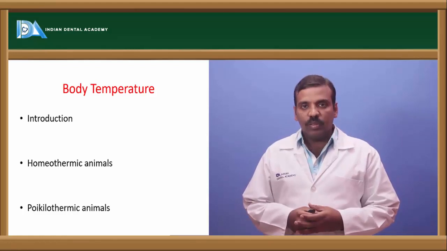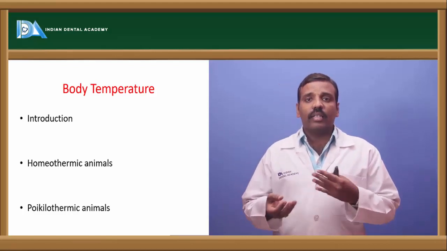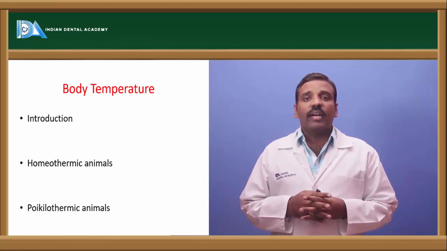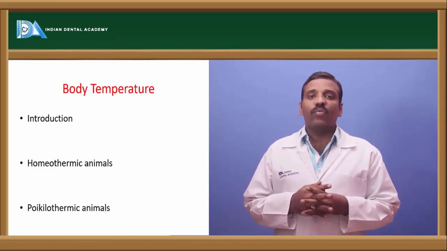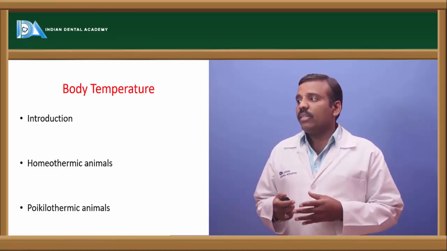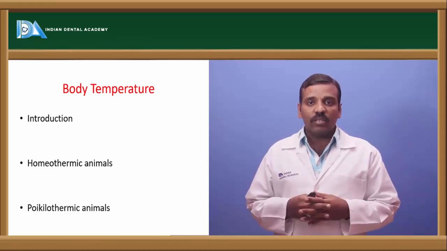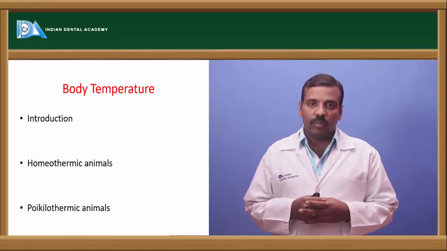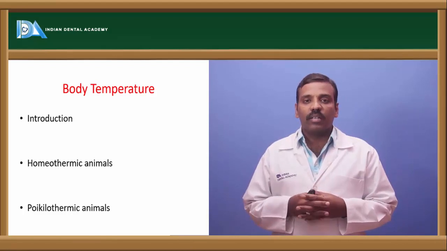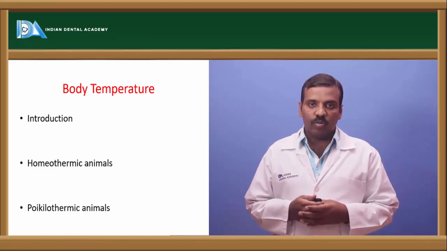Next is body temperature. Body temperature depends upon the conditions inside. The normal body temperature is 96.8 degrees Fahrenheit or 37 degrees centigrade. Depending on this, there are two types of animals: homeothermic and poikilothermic. Poikilothermic means cold-blooded animals, and homeothermic means they can control their blood temperature and body temperature.